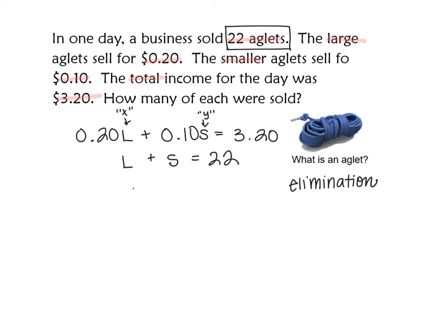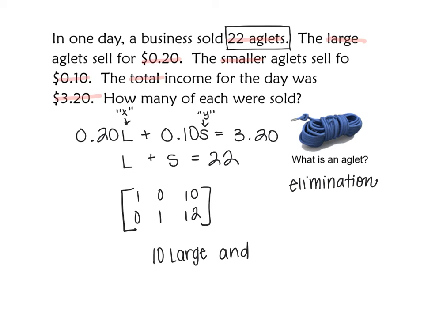After you've entered this in your calculator, you should see this as your answer, which tells us that they sold 10 large and 12 small. And so if we write that as an ordered pair, it would have been 10, 12.